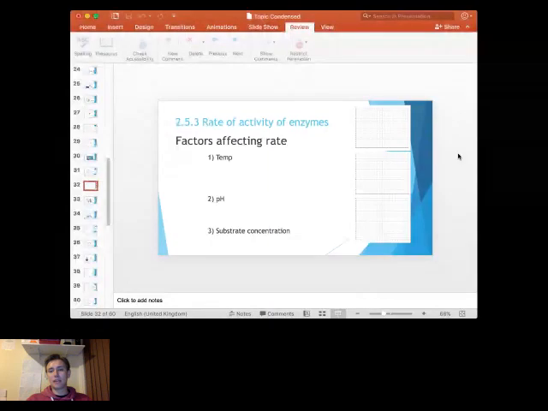Okay? And so what you have to be able to do is just describe each of these graphs, draw out each of these graphs, and then explain why the graphs behave this way.